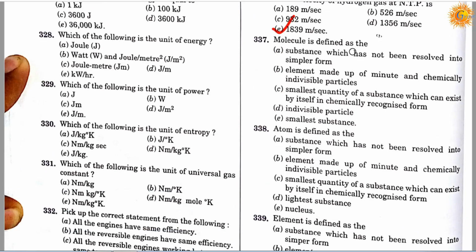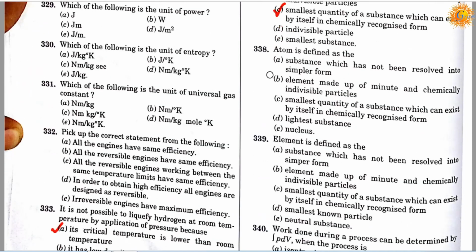Question number 337. Molecule is defined as: option A, substance which has not been resolved into simpler form. Option B, element made up of minute and chemically indivisible particle. Option C, smallest quantity of a substance which can exist by itself in chemically recognized form. Option D, indivisible particle, and option E is the smallest substance. So correct answer is C.